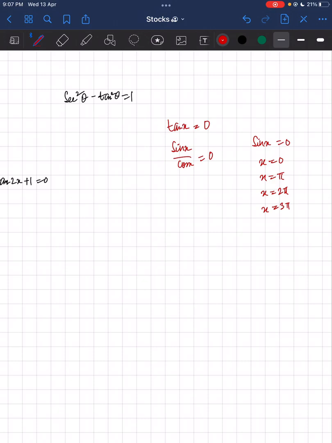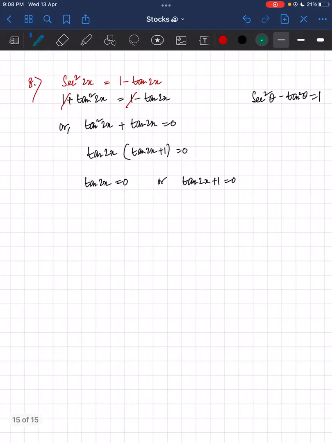So like this way what we see is that these are nothing but integral multiples of pi. So for every integral multiple of pi, sin x becomes 0. So x is equal to integral multiple of pi. And how are we going to write this one? So integral multiple, I will write this one as n pi. So here it will be 2x is equal to n pi, therefore x is equal to n pi by 2. And in this case tan 2x plus 1 is equal to 0. I'm going to write this one as tan 2x is equal to minus 1.